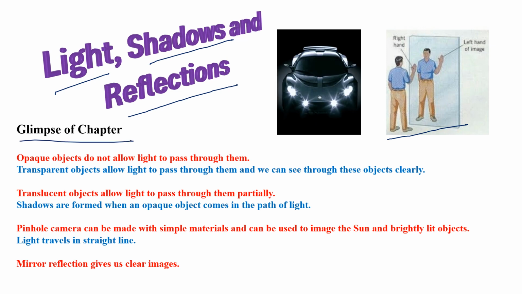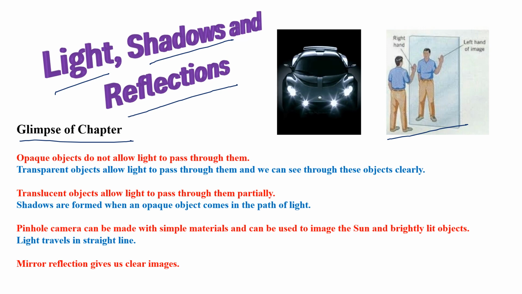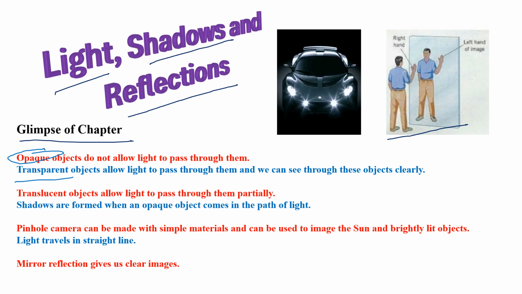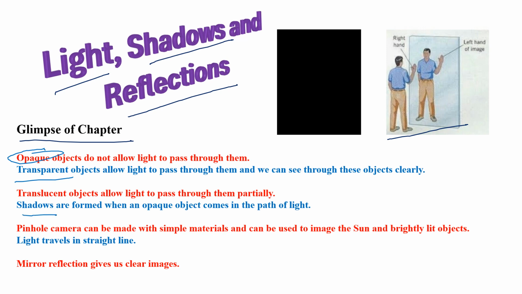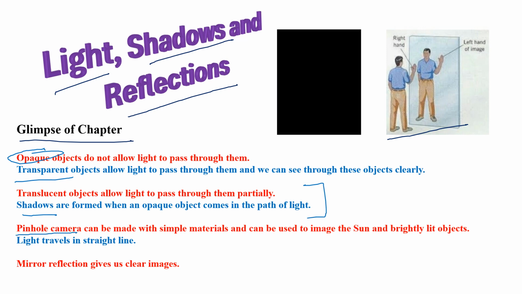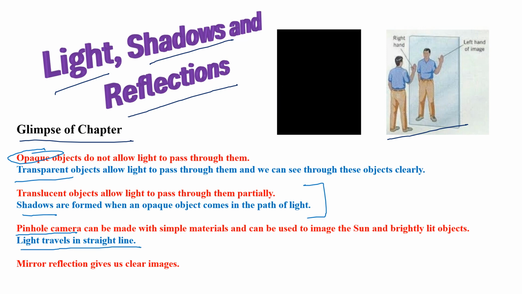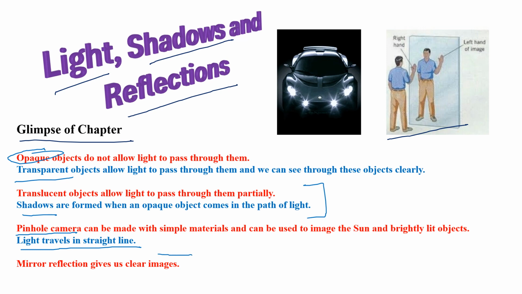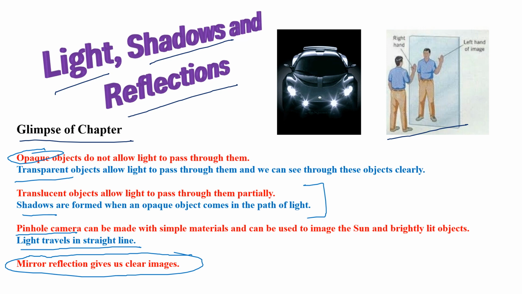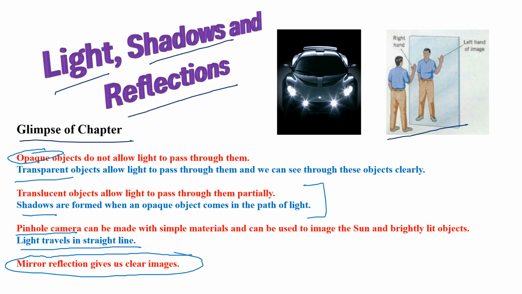So what is the glimpse of the chapter over here? We will learn what opaque objects are, what transparent objects are, then shadows and translucent objects, very interesting aspects that we are going to learn. Then here it is a pinhole camera. And one more interesting aspect is that light travels in a straight line, and mirror reflection gives us clear images. All these interesting day-to-day life objects and phenomena we are going to examine in this chapter.